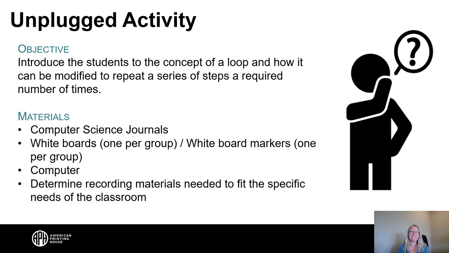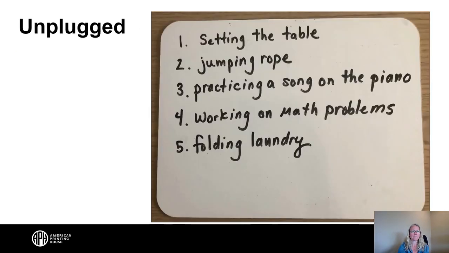The Unplugged activity has the objective to introduce the students to the concept of a loop and how it can be modified to repeat a series of steps a required number of times. Students will need some materials. They'll need their computer science journals, a whiteboard, maybe one per group, a marker to write with, and a computer. Determine what kinds of materials are needed for your classroom. If whiteboards are not appropriate, choose another method.